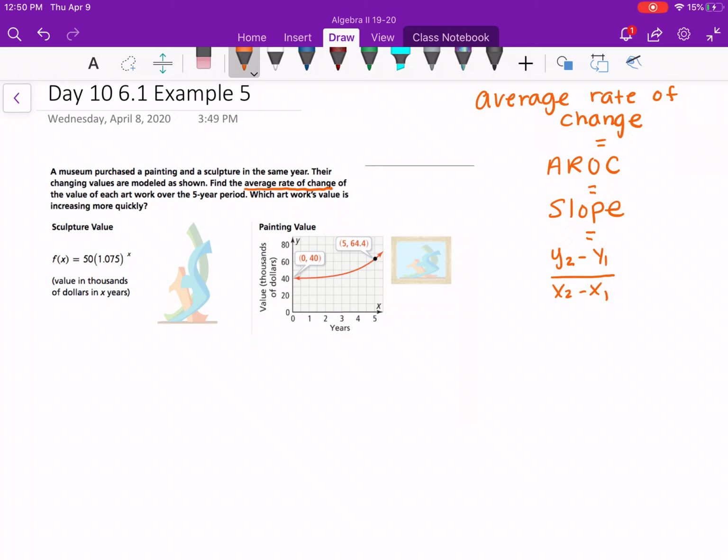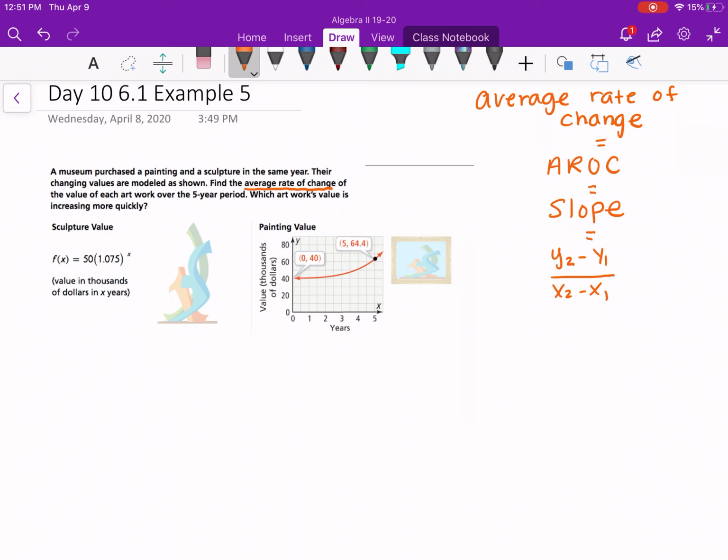So if we take a look at our problem, it says a museum purchased a painting and a sculpture in the same year. Their changing values are modeled. Find the average rate of change of the value of each work of art over 5 years. Which artwork's value is increasing more quickly, okay? So these things are getting more expensive the longer that you have them, okay? So think about it like a 30-year-old painting isn't going to be as much money as a 500-year-old painting. The older it gets, the more history that it has, the more money it's going to be worth, okay?